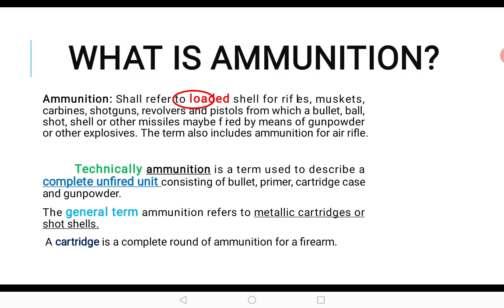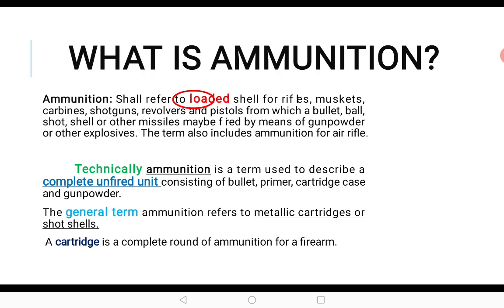Technically, ammunition is a term used to describe a complete unfired unit consisting of bullet, primer, cartridge case, and gunpowder. So the general term ammunition refers to metallic cartridges or shot shells. Once again, cartridge is a complete round of ammunition for a firearm. We can also call this ammo, a shorthand way to say ammunition, meaning bullets, gunpowder, and other combat supplies.